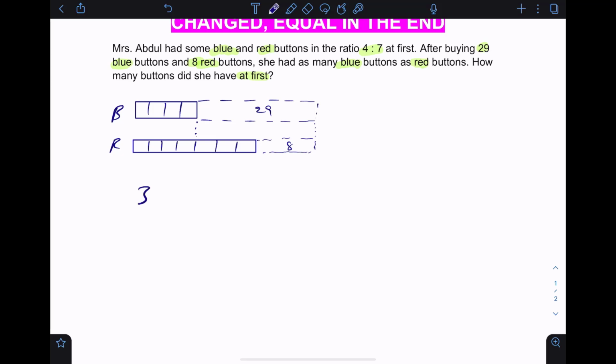So 3 units is equivalent to 29 minus 8. 3 units is equivalent to 21. 1 unit can be found: 21 divided by 3, and that is 7.